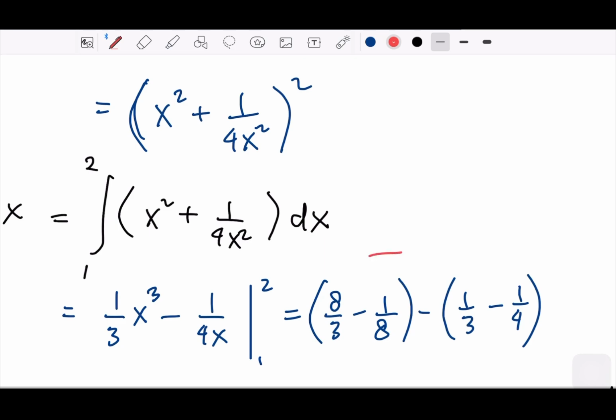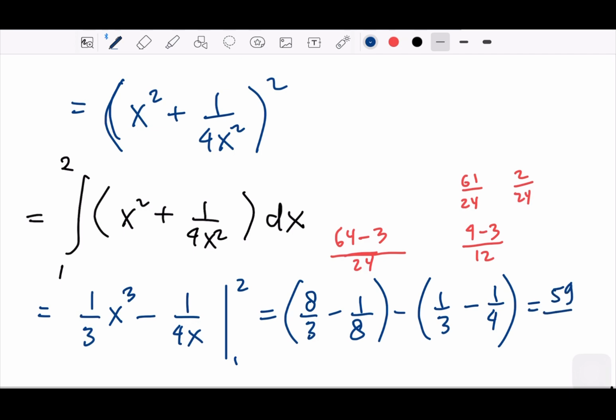I think this is going to be 24. 64 over 3, right? And this will be 4 over 3, so 1/12. And 61/24. So this will be 224, right? 59, right? Yeah. So 59/24.